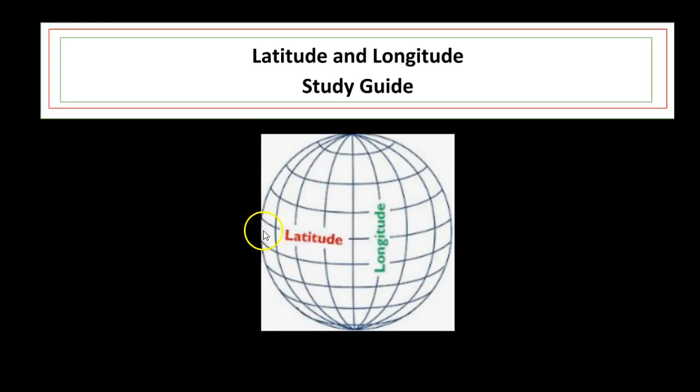Latitude goes side to side. Think about the way you say latitude. What design does your mouth make? Latitude. Longitude. When you say longitude, they're long. Your mouth goes up. So longitude lines go up. Latitude lines go side to side.